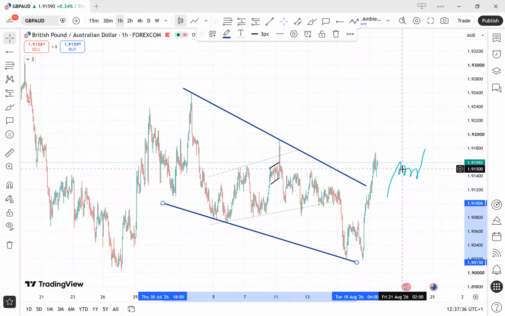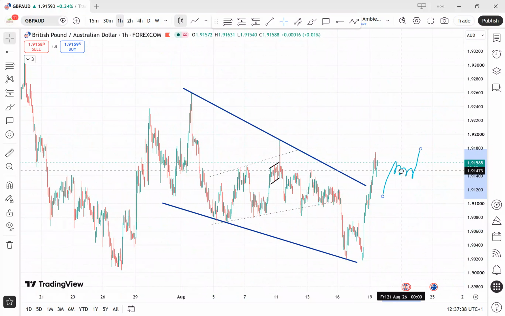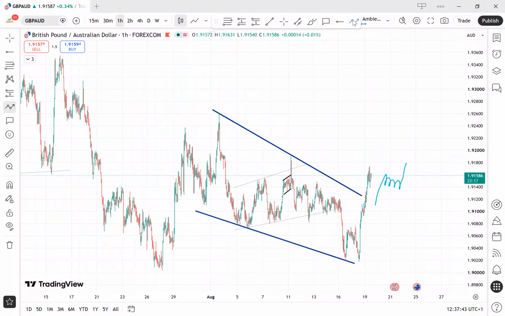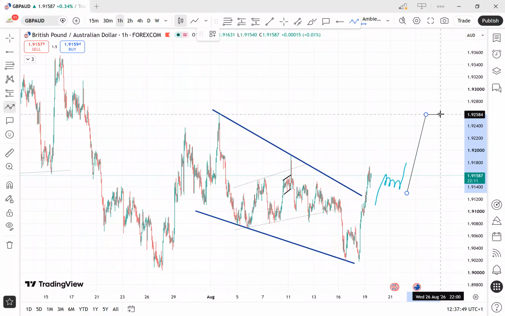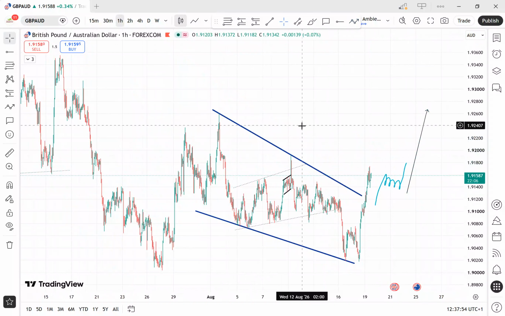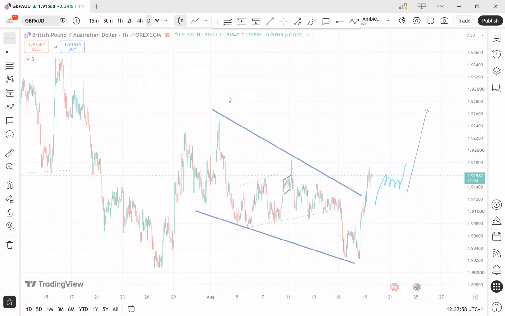So right now, I'm waiting for a bullish continuation structure right here. If we have the bullish continuation structure, we place our entry above it, stop loss below it, and we'll be targeting the high of this higher time frame structure for GBP AUD. So next on the list, we have GBP CAD.